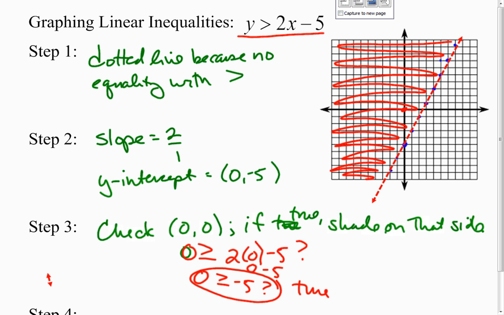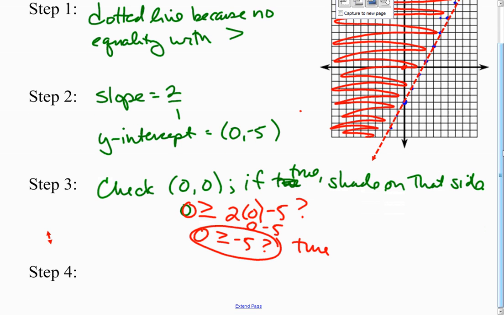So step 1, determine you need a dotted line. Step 2, graph the line. Step 3, test the point. Step 4 was shade. Again, pause and rewind whenever you need to when we're doing this.